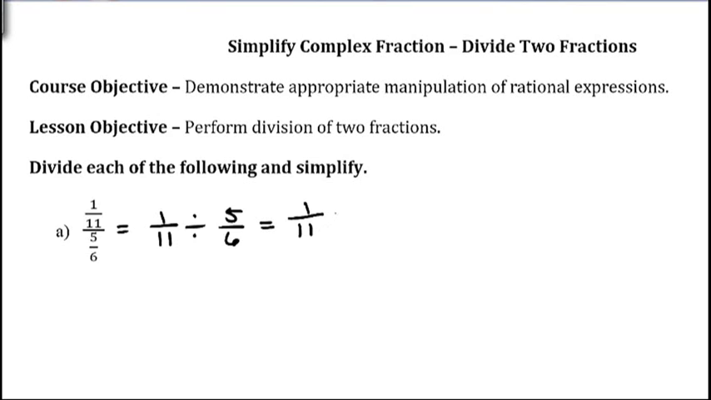So 1 over 11th divided by 5/6 would become 1 over 11th times 6/5. And we multiply straight across. 1 times 6 is 6, and 11 times 5 is 55. So again, you would just multiply by the reciprocal of your denominator fraction.